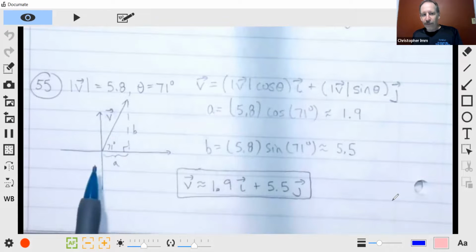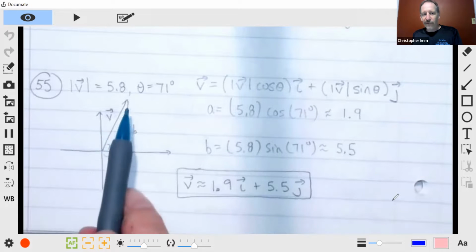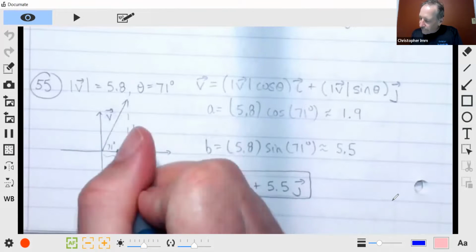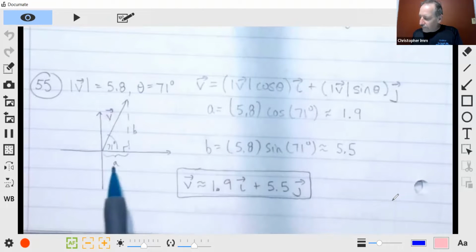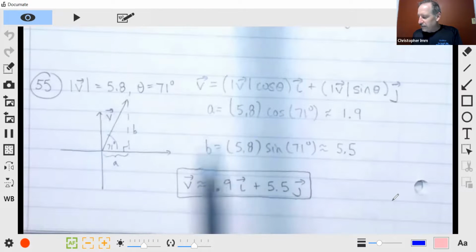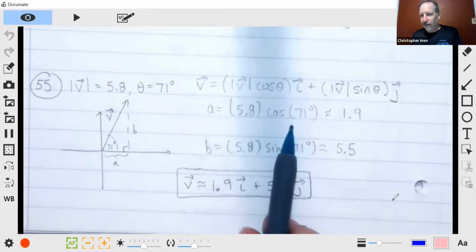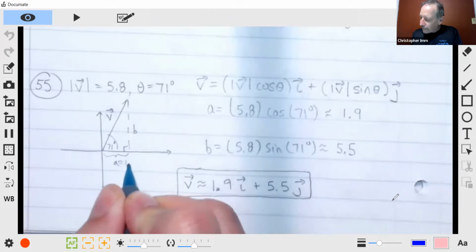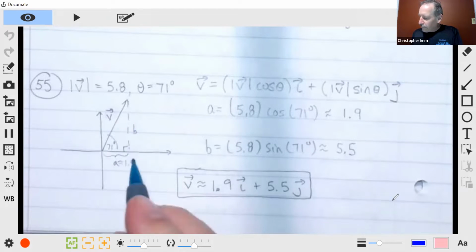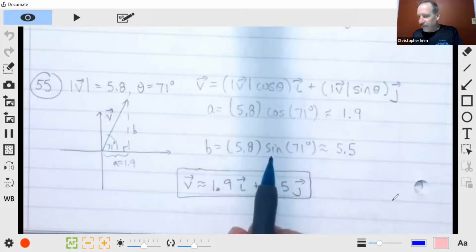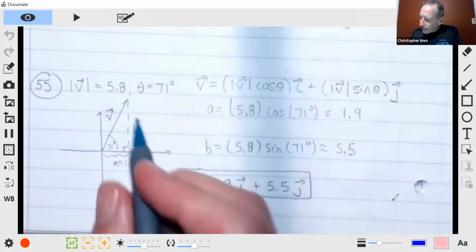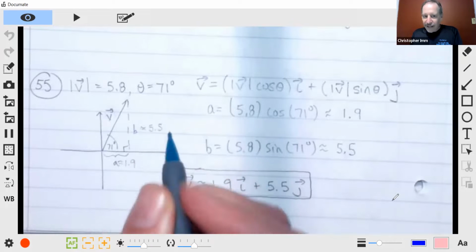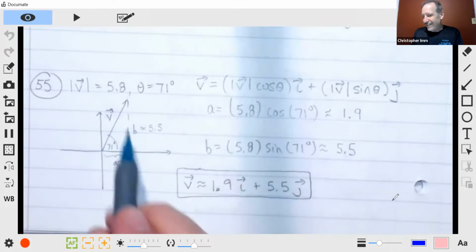So I plotted my vector here. It's about 5.8. And my angle here is 71 degrees. If I wanted to find the horizontal component, that's just the magnitude times cosine of 71, almost 1.9. So this is close to 1.9. The vertical component, the magnitude times sine of that angle, I got almost 5.5. And that does make sense when we look at the picture.